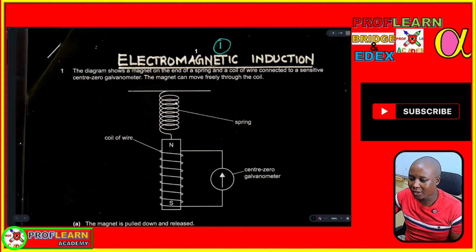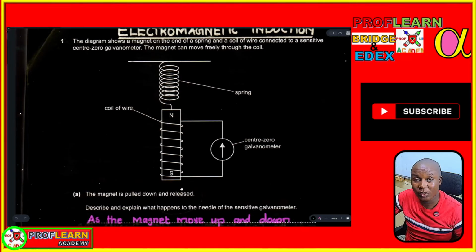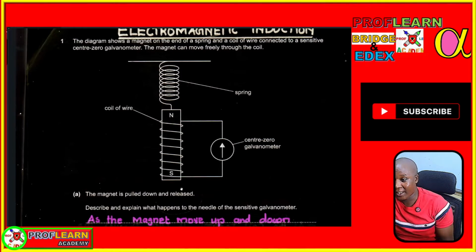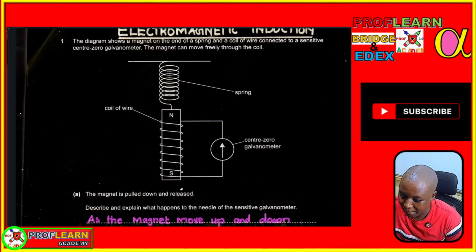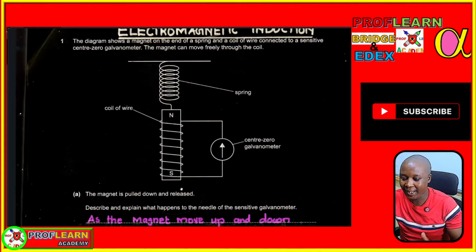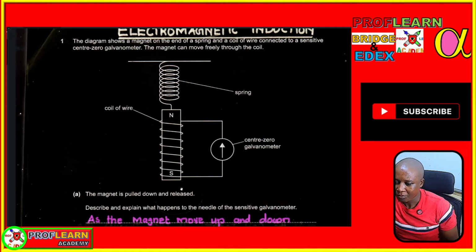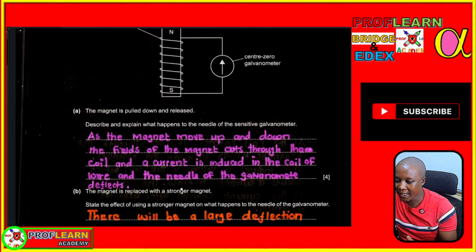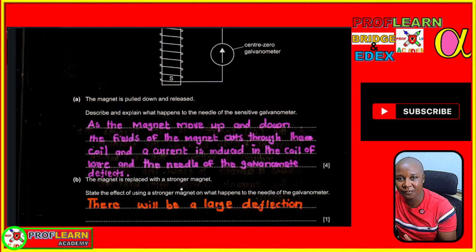Looking at this, we have one of the questions that was tested in one of the years of IGCSE Physics, Cambridge. We have a magnet that is suspended, which means the magnet can move up and down, can oscillate. In the process, the fields of the magnet cut through the coil. We are asked to describe and explain what happens to the needle of the sensitive galvanometer.